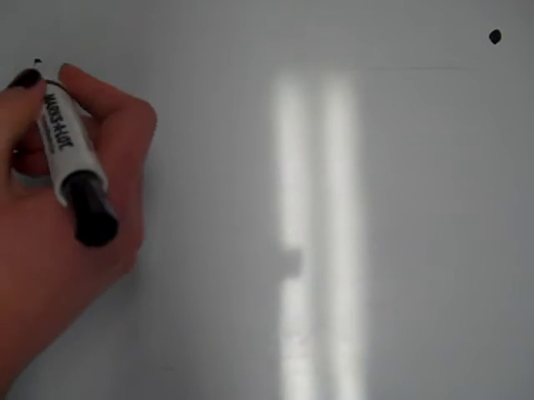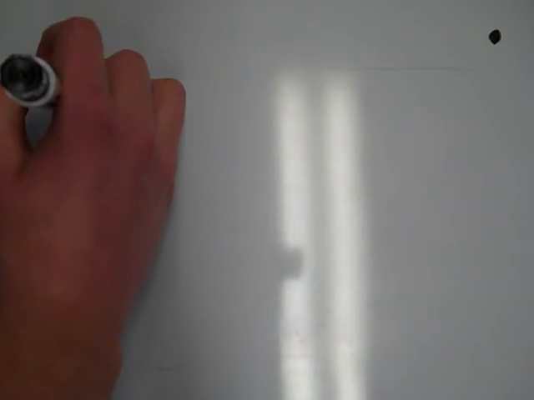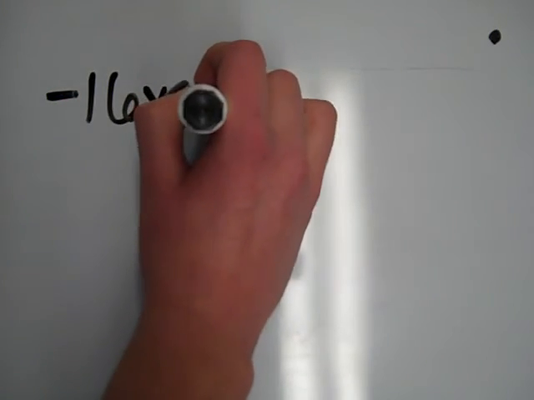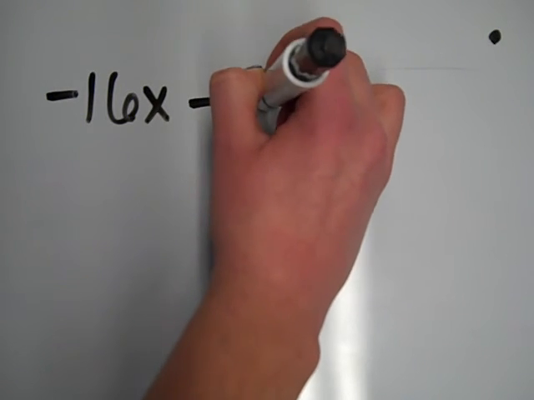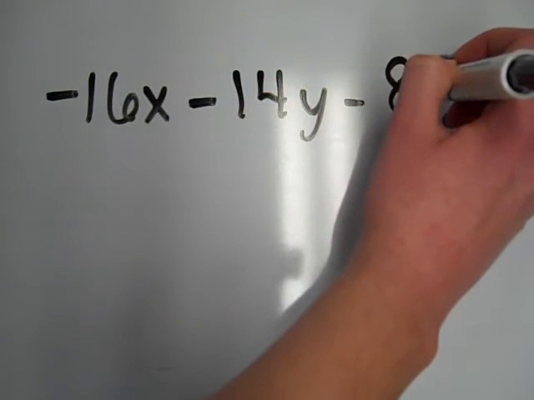So we're going to do one more, just to show that process of making sure you're rewriting the subtraction as addition, just like we've been doing in all of our problems. So we have -16x minus 14y minus 8.